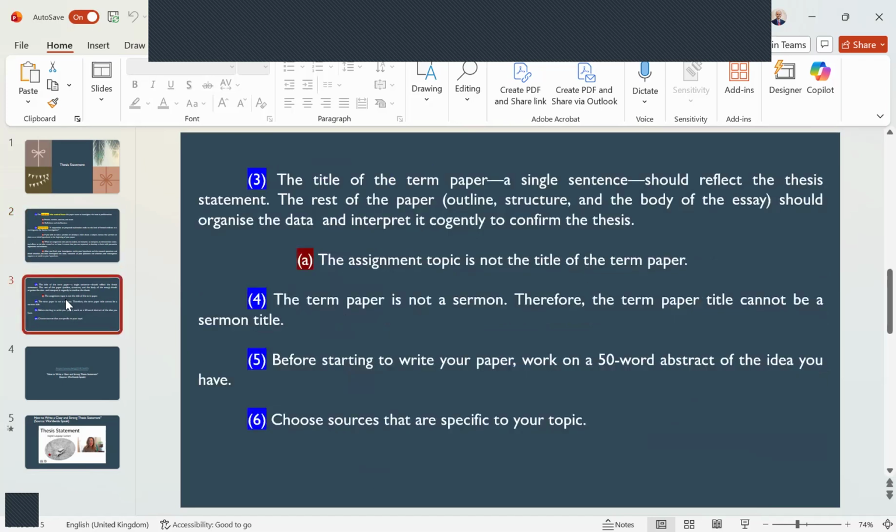Then the title of the term paper, a single sentence, should reflect the thesis statement. This is something that I find extraordinarily difficult to understand when it comes to the term paper. Many students simply say this paper is an exegetical paper, simply that. Or Old Testament exegesis or New Testament exegesis. The assignment question is not the term paper title, cannot be and should not be. So it should reflect the thesis statement very succinctly. A discourse analysis or a literary critical analysis or a narrative study, all those things.